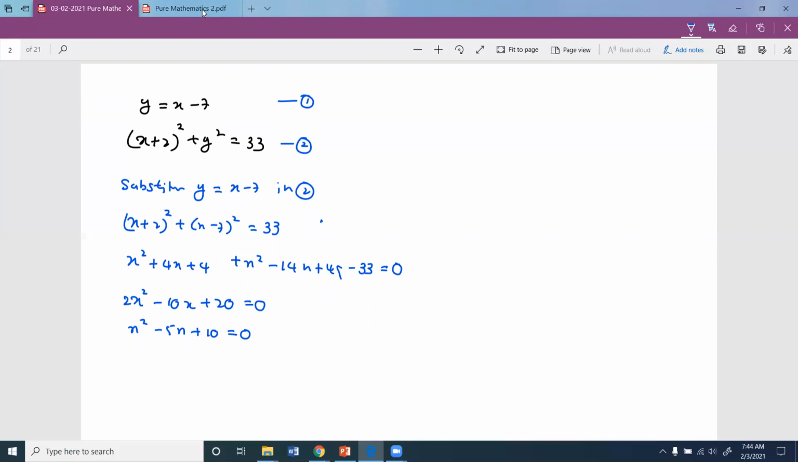Now, they initially mentioned that the line and circle do not meet each other. So if this quadratic equation does not have any solutions, we can say that they do not meet each other. How do you say there are no solutions? We know that one solution, two solutions, no solutions are related to the test of discriminant. So you can apply the test of discriminant.